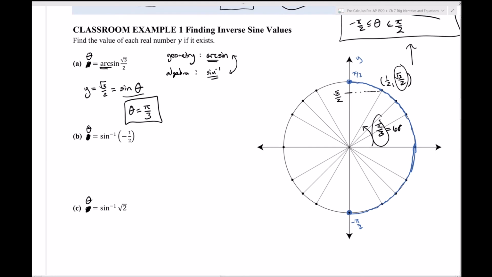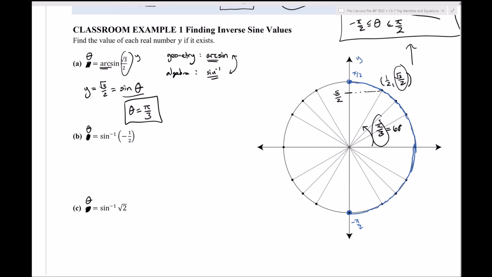And that's it. So we're literally just looking for the angle that makes the y-coordinate equal to what they gave inside. So the y-coordinate was square root of 3 over 2, that's y. What's the theta value on the right half of the circle that makes sine that y-coordinate value?